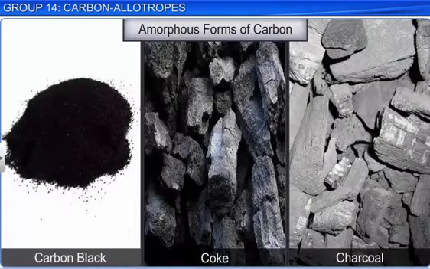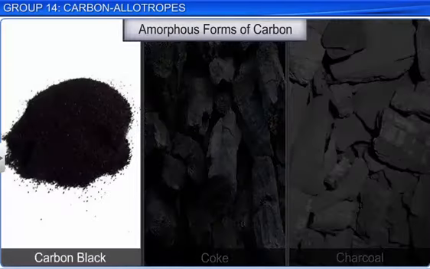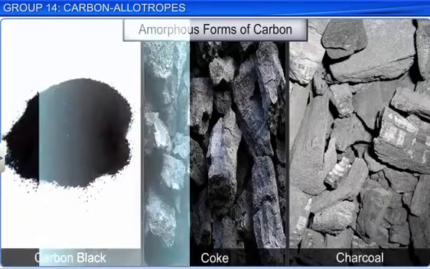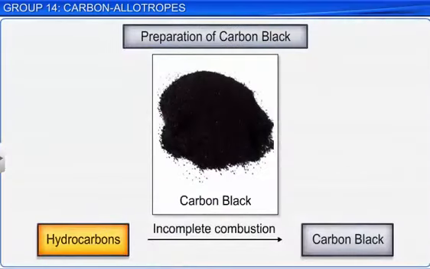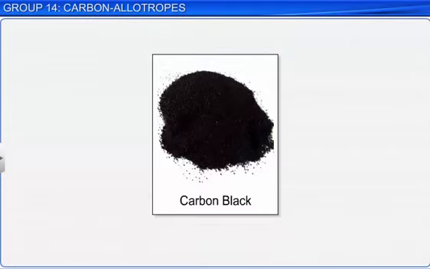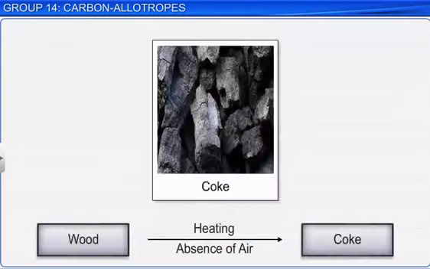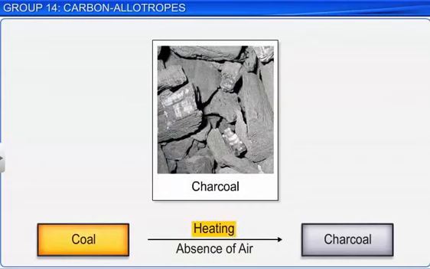The amorphous forms of carbon include carbon black, coke, and charcoal. Carbon black is formed by burning hydrocarbons in a limited supply of air, or by incomplete combustion. It is an almost pure form of amorphous carbon containing 98 to 99% carbon. Coke is formed when wood is heated at high temperatures in the absence of air, which is called the destructive distillation of wood. To form charcoal, coal is heated at high temperatures in the absence of air.